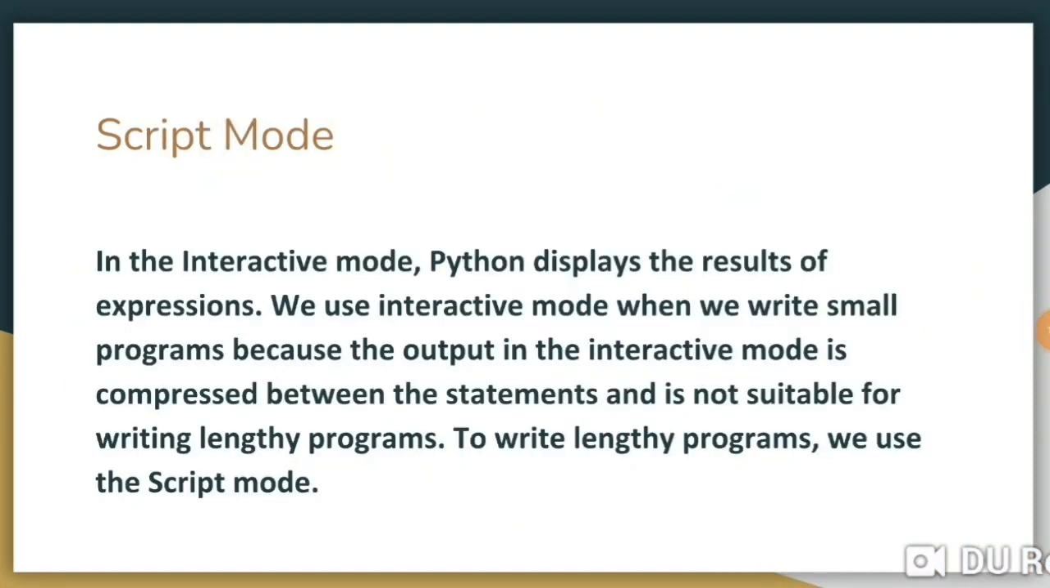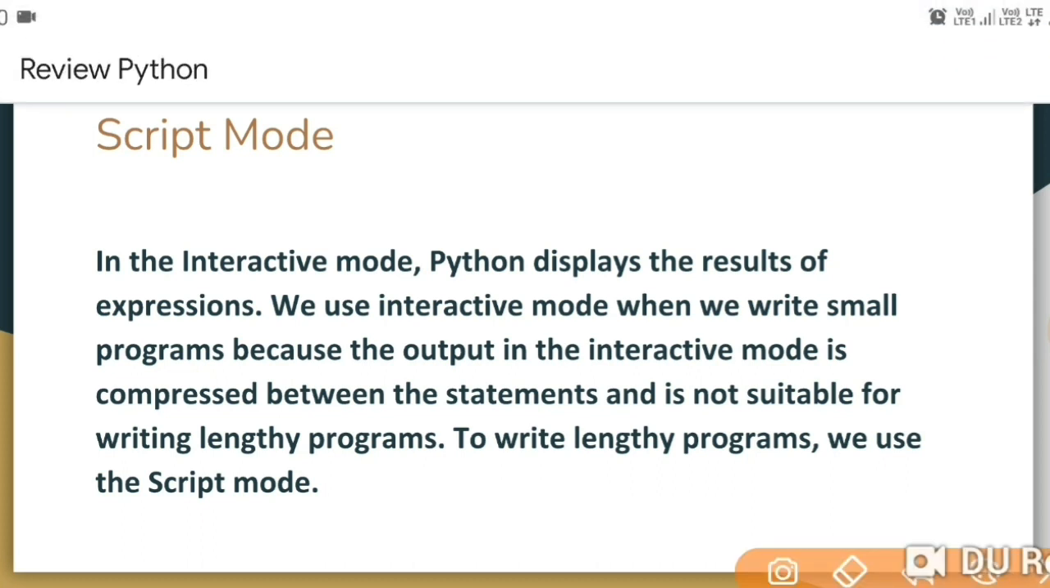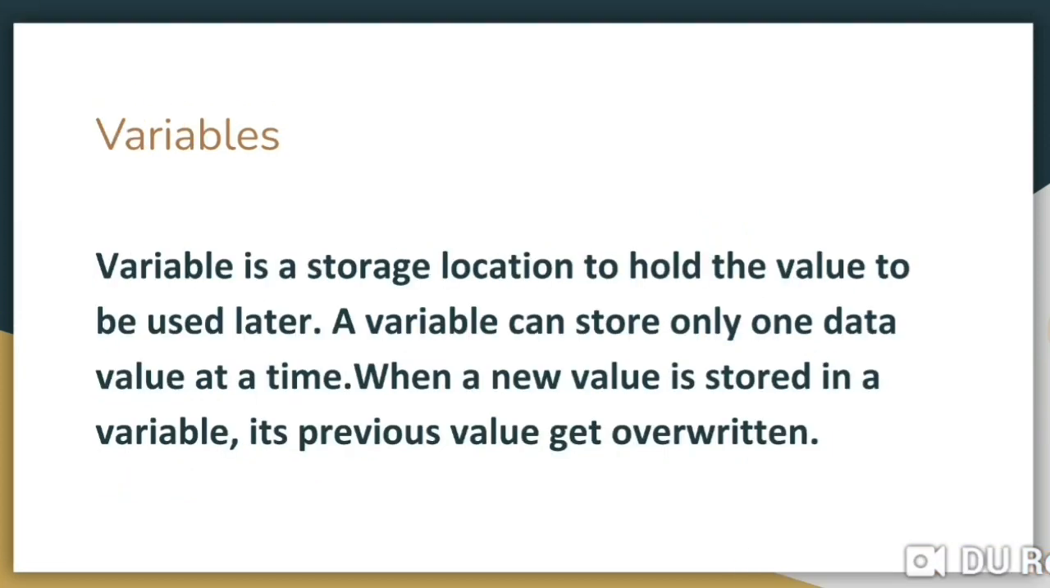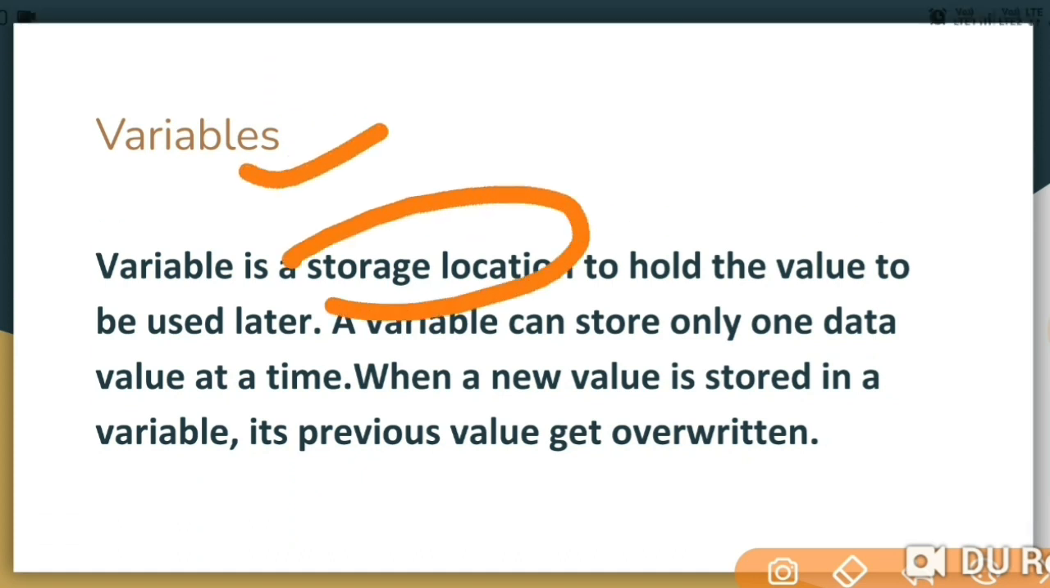As I told you about script mode, in the interactive mode Python displays the result of the expression. We use interactive mode when we write a small program, because the output in the interactive mode is compressed between the statements and is not suitable for writing a lengthy program. To write a lengthy program, we use script mode. Now the next thing is variable. So what is a variable? A variable is a storage location to hold a value to use later.